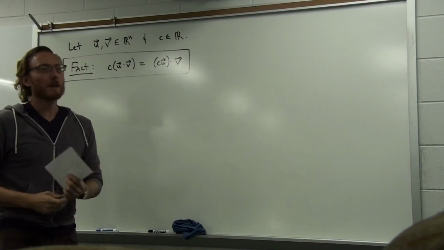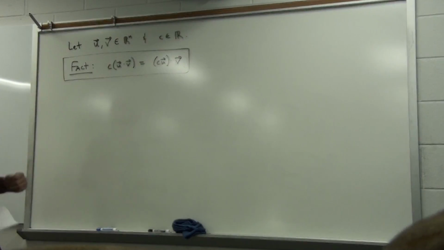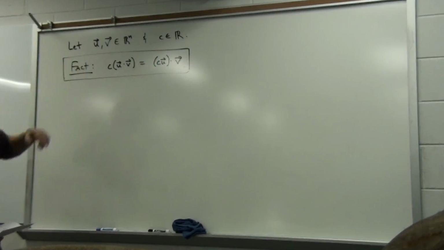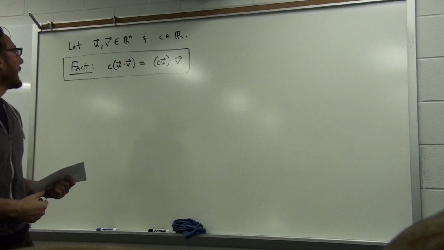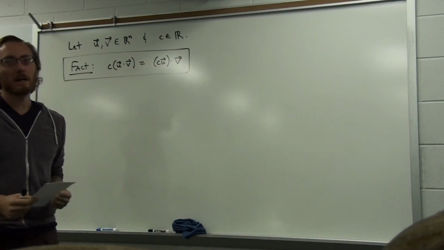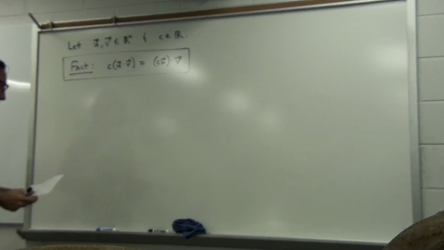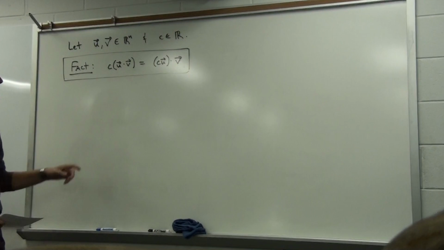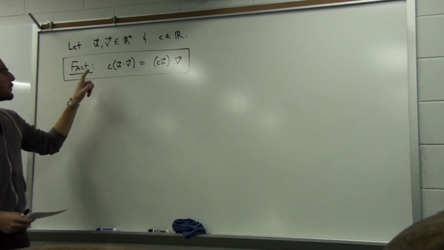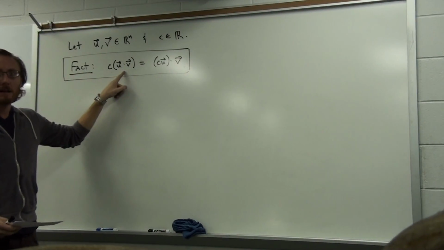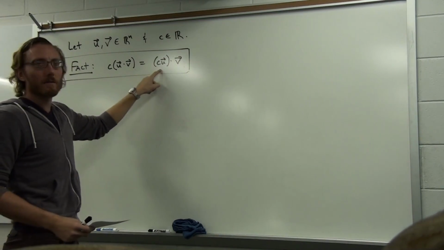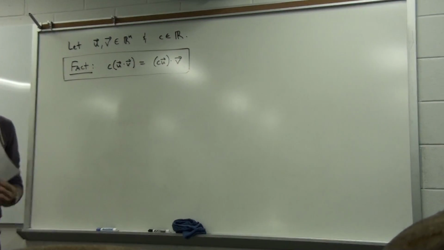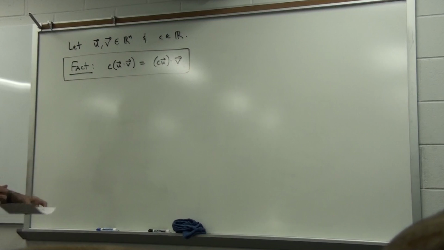All right, so let's hammer out another fact here, another fact related to dot product. Imagine you've got two vectors in Rn. Imagine you've got some scalar number, whatever that scalar number may be. What we're ultimately going to show here is that if you scaled the dot product, you could first scale one of the vectors and then compute the dot product. And in either case, you're going to get the same result.